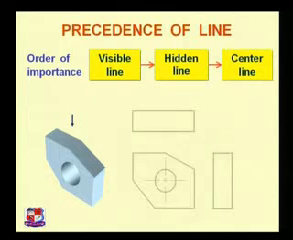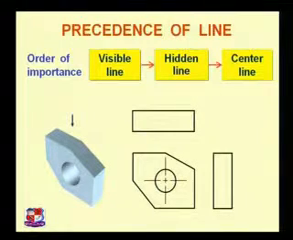Here one object is there. If we look from the top side of this object, its views are shown over here. In front view, it would appear like this. This is the shape of the front view, this is top view, and this is side view. Now what about these corners, this edge?